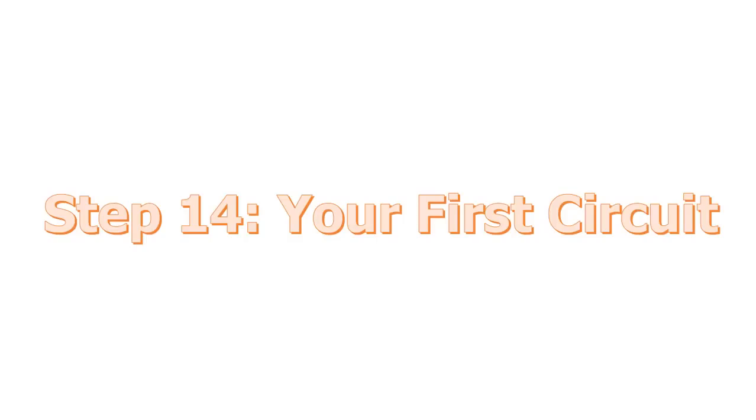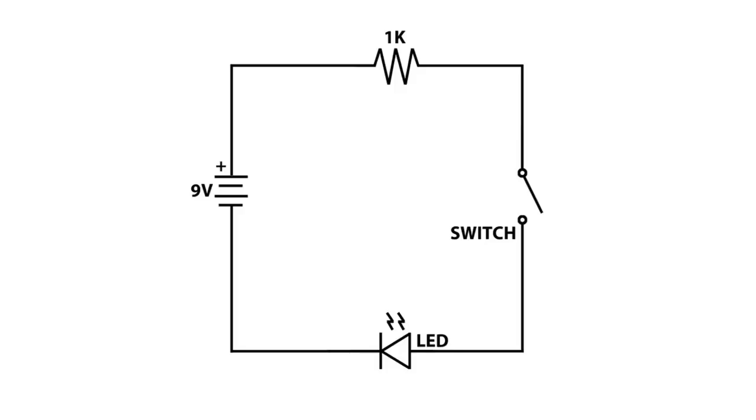Step 14. Your first circuit. If you look at the schematic, you will see that the 330 ohm resistor, LED, and switch are all connected in series with a 9-volt battery. When you build the circuit, you will be able to turn the LED on and off with the switch.